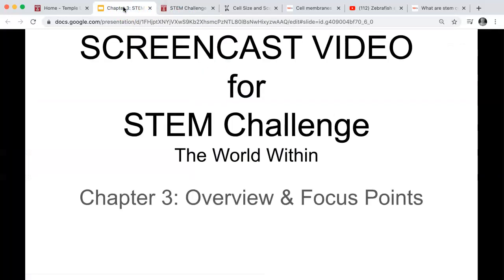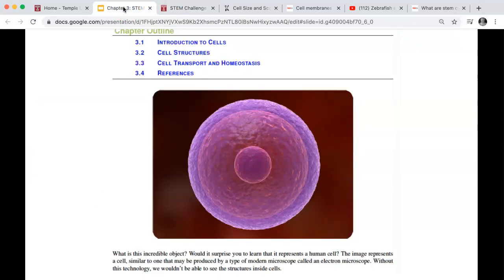Okay, here we go. So the introduction in chapter 3 is about the cell. The cell is the most important unit of life on the planet. Every form of life is composed of cells. Then we're going to talk about cell structure, we're going to talk about cell transport, and homeostasis. Think of homeostasis as the word which means how a cell stays stable.